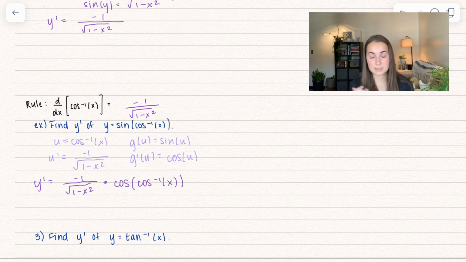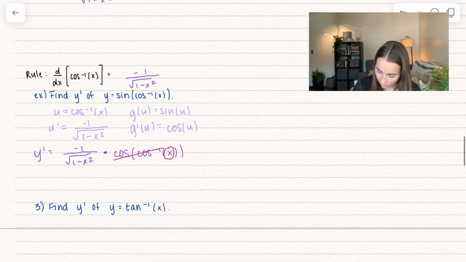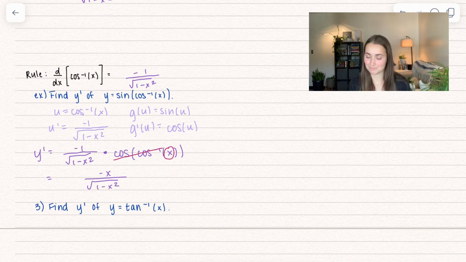But remember what we talked about earlier, the cosine of inverse cosine cancel each other out. And so I'm just left with an x in the numerator. And so now I get negative 1 times x, which is negative x, all over the square root of 1 minus x squared. And that is our solution.